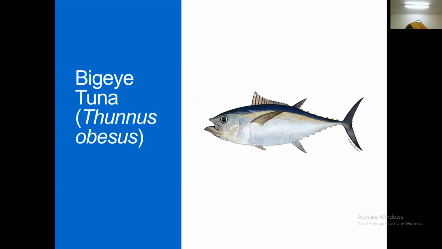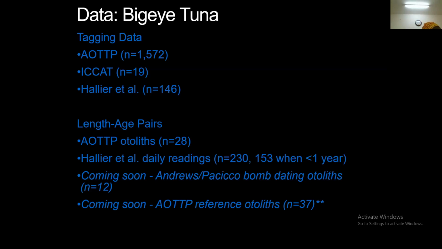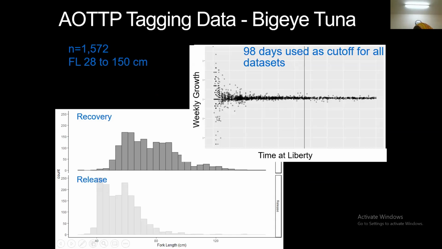So now I'll be switching to Bigeye. For that, we have 3 sources of tagging data: AOTTP, ICCAT, and Hollier. And then we have length age pairs from the AOTTP collection, as well as from Hollier's data set. And soon we'll be adding the Andrews Pasico paper, bomb dating, otoliths, and then also the AOTTP reference collection.